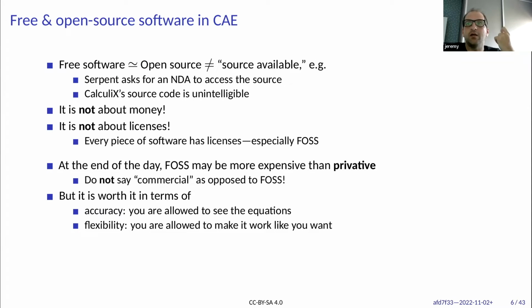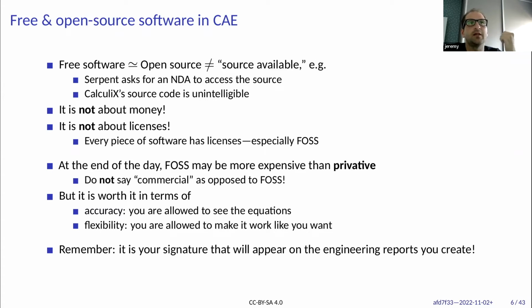So at the end of the day, it might be more expensive than the counterpart, which is called private software. It's not commercial software. The opposite of free and open source code is not commercial code like the talk that we saw earlier this week or last week, I don't recall. It's private, because they deprive you of the freedom that you might have if you used free software. So at the end of the day, you might need to invest more time, more people, more money to make it work, but it's worth it in terms of accuracy and flexibility.